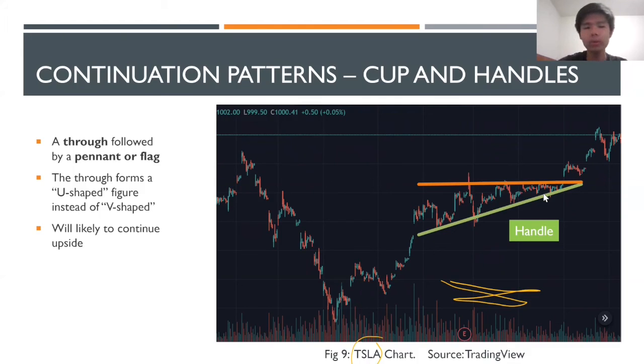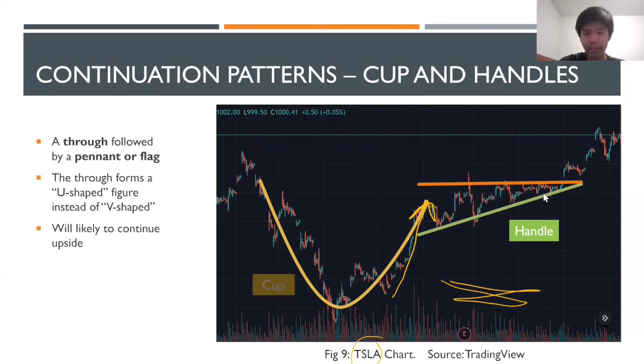And we can also combine this with the fact that prior to the formation of this pattern, we have an upward trend over here. So it kind of looks like a pennant. But this upward trend over here is actually a part of a bigger and wider U-shaped trough that is caused, in this case, by the recent market crash in March. And this U-shaped trough is what we call the cup.